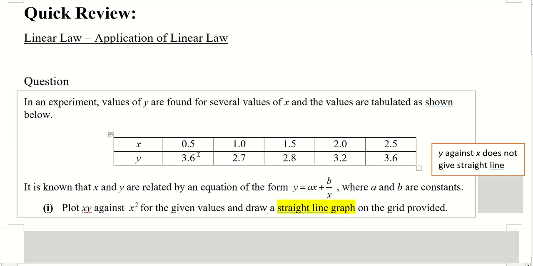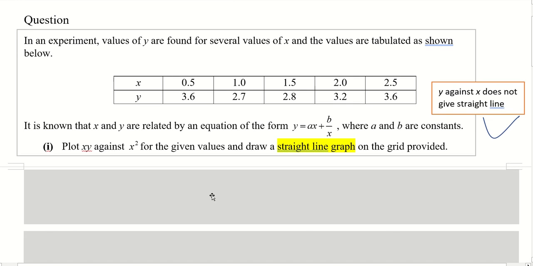At first y is 3.6, but when x increases, it drops. And as x continues increasing, y starts increasing again. So this graph probably looks something like this. So what is linear law about? Linear law is actually about changing such non-linear graphs into straight line graphs.